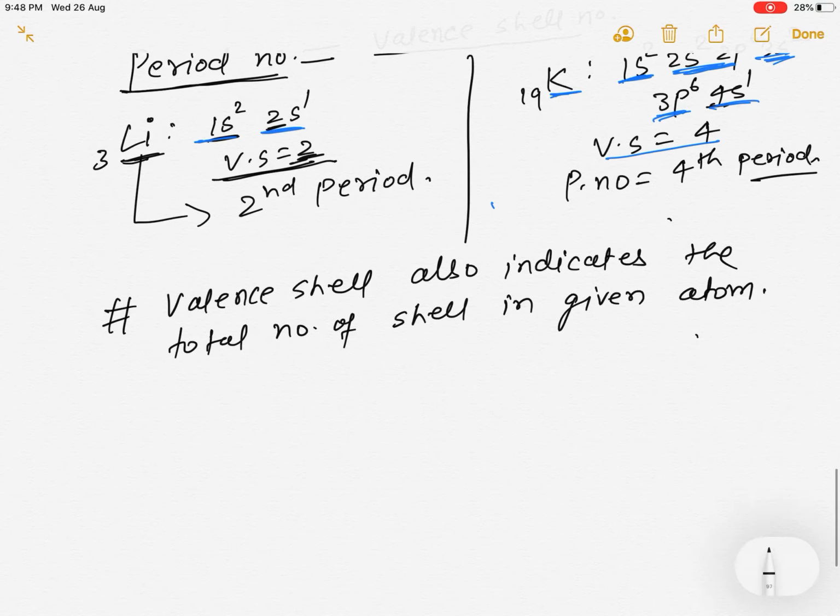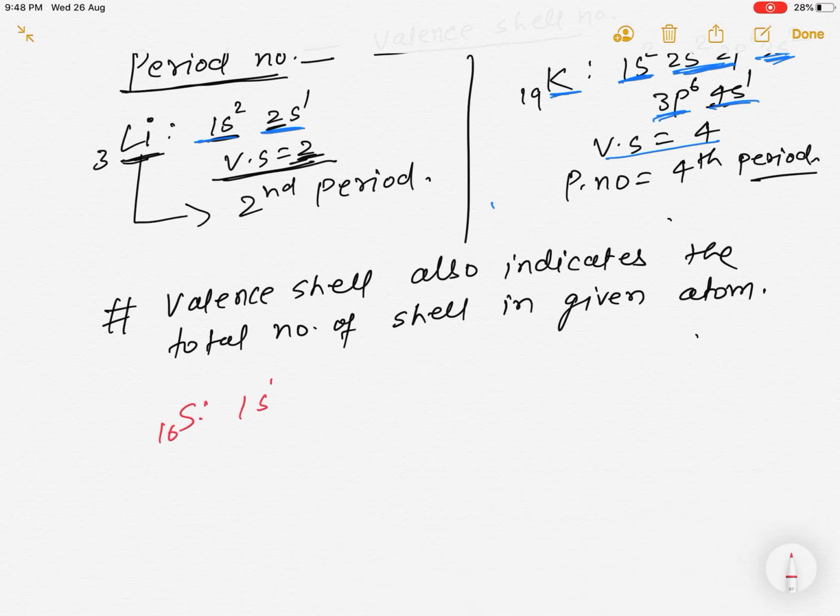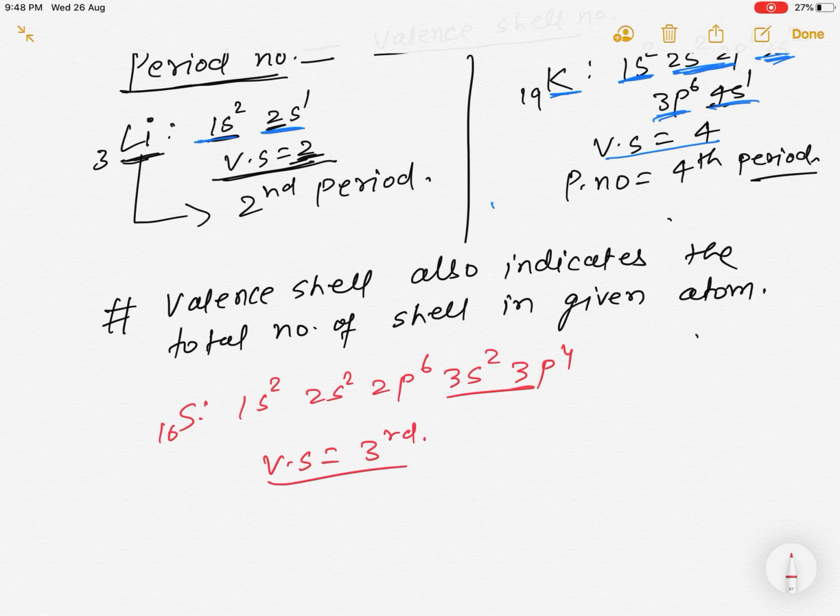If that's not clear to you, let me give you one more example. Let's take sulfur, atomic number 16: 1s2, 2s2, 2p6, 3s2 and 3p4. That's the electronic configuration of sulfur. What's the valence shell number for sulfur? Is that the third shell? Yes, the third shell is the valence shell. So if the outermost shell is the third shell, there has to be the first shell and the second shell also, because the sulfur atom cannot start from the third shell. Any atom will always start from the first shell only, right?